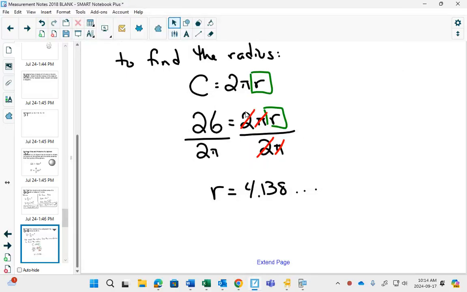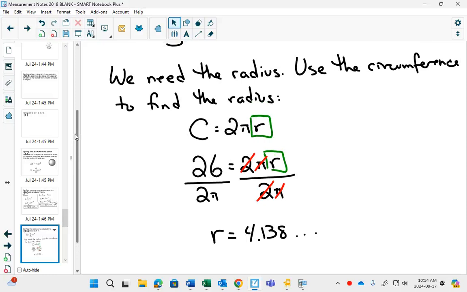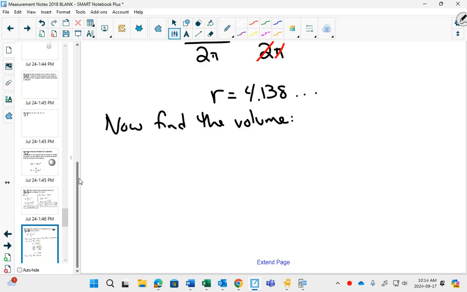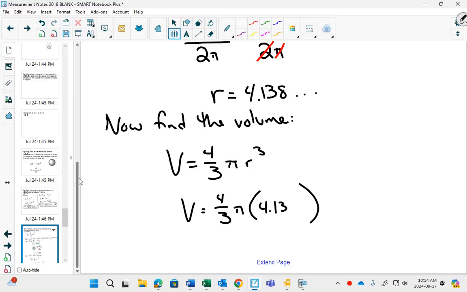So, we found the radius, right? We needed the radius. That's why we wrote a note. Like, why did I do this? Oh, I needed that. I need the radius. So I use the circumference to find the radius. I'm going to make a note. Now we can find the volume. So my volume is 4/3 pi r cubed, and now I can plug in, and again, I'm going to put the 3 dots there to say I'm not going to round early.